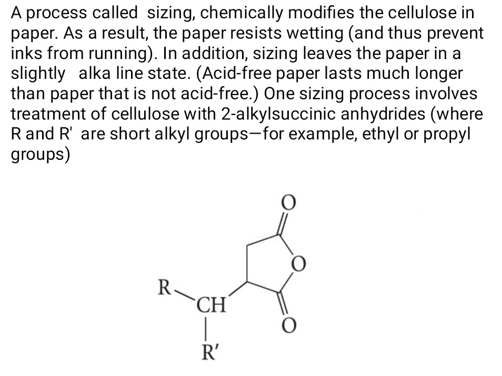A process called sizing chemically modifies the cellulose in paper. As a result, the paper resists wetting. In addition, sizing leaves the paper in a slightly alkaline state. Acid-free paper lasts much longer than paper that is not acid-free. One sizing process involves treatment of cellulose with 2-alkyl succinic anhydrides, where the R and R' are short alkyl groups, for example ethyl or propyl groups. These are the ethyl or propyl groups.